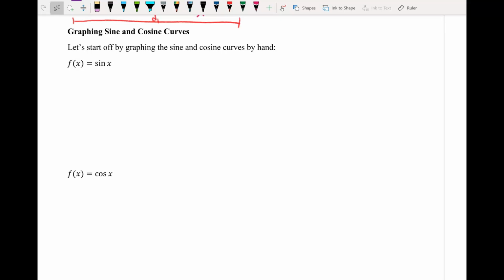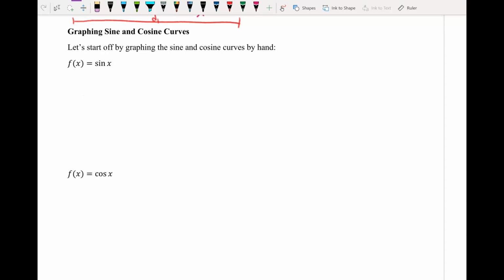Alright, so now let's go ahead and do graphing. So we're going to graph the sine and cosine curves first. Let's start off by graphing the sine and the cosine curves by hand. The sine curve, if you remember, and we've talked about it many different times, we're just looking at the unit circle, and the best way to do it is knowing that this sine curve is going to be periodic. That's one of the features of the sine and cosine curve.